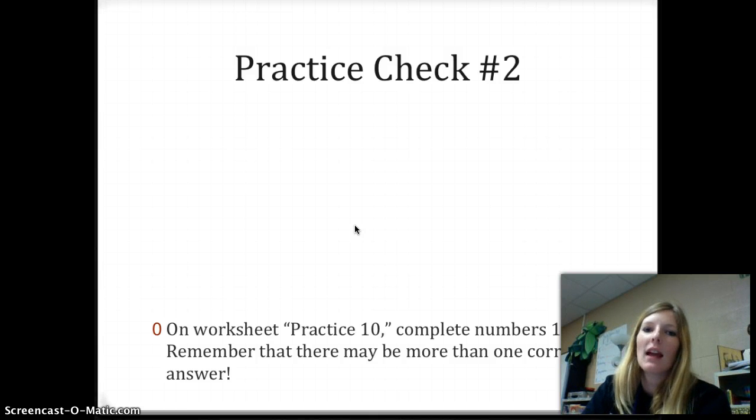Alright, so for your practice check number 2, I want you to work on the assignment that I sent home with you tonight. It's on the back of your comparing fractions with the circles that you colored in. I want you to complete numbers 1 through 3. Remember that there may be more than one correct answer, so work through those and find just the equivalent fractions for numbers 1, 2, and 3. There are a few, and I'm going to give the answers away, so pause the video while you work that out.